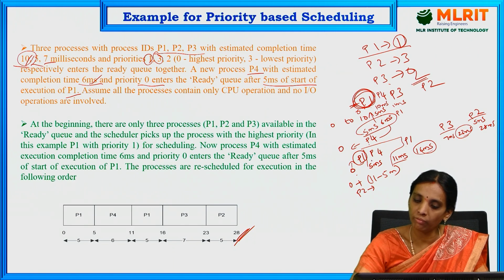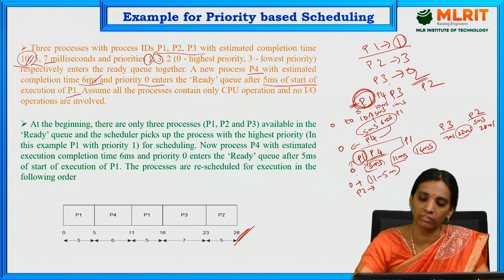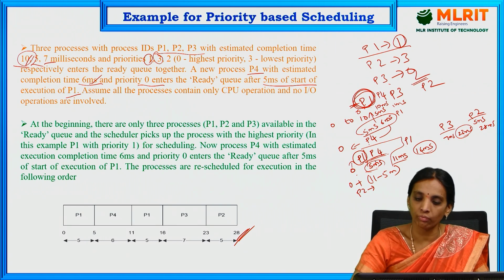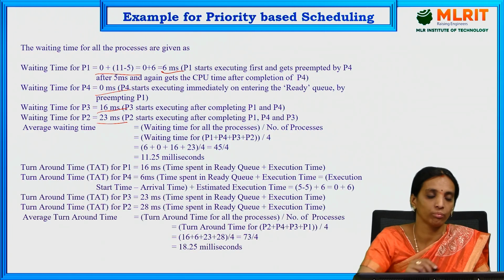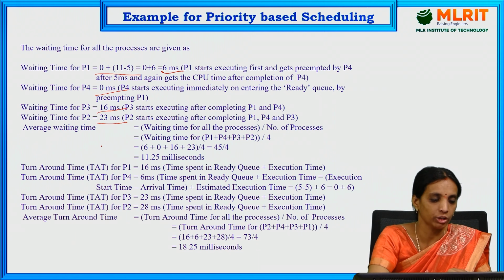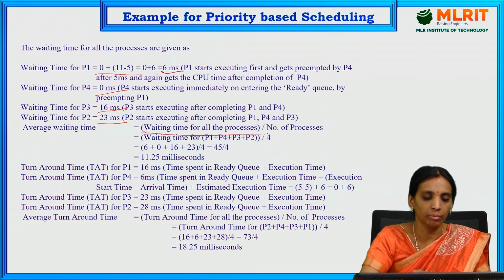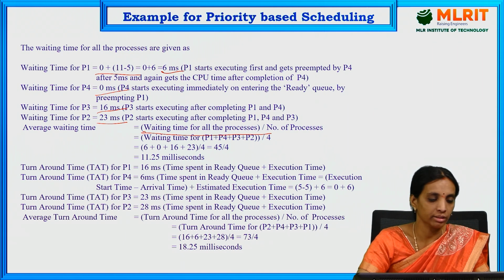Now, P4. So, what is the waiting time for P4? P4, a new process, entered after 5 milliseconds of P1. So, it entered just now into the ready queue with its highest priority. Therefore, the waiting time for P4 is 0 milliseconds. So, these are the waiting times for each process, and the average waiting time is the average of all the processes' waiting times. And next, turnaround time.